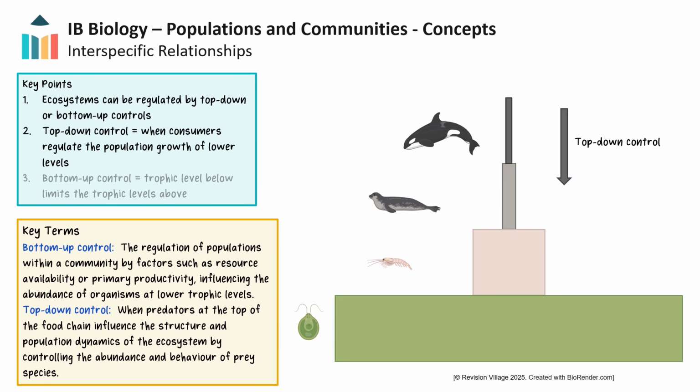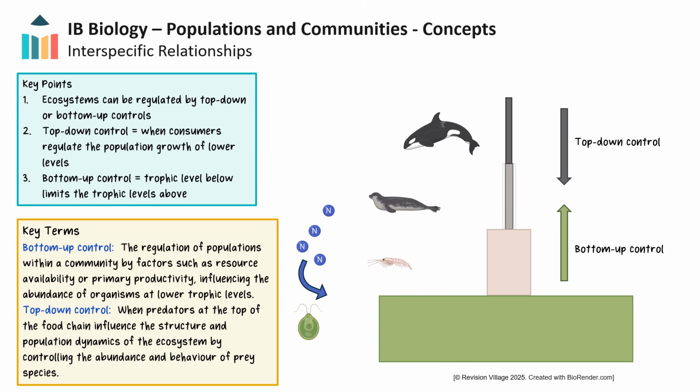Bottom-up control is the reverse, where the trophic levels below limit the trophic levels above. For example, the availability of nutrients like nitrogen to primary producers affects the population growth of the entire food web. In this example, the amount of nitrogen available in the sunlit zone of the ocean is a bottom-up control of the population. If nitrogen is limited, then it limits phytoplankton growth, which then limits the amount of energy available to the rest of the food chains and web, limiting their populations. Most ecosystems experience both types of control, though one may dominate depending on the context.